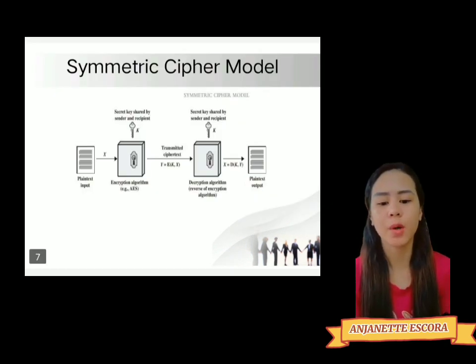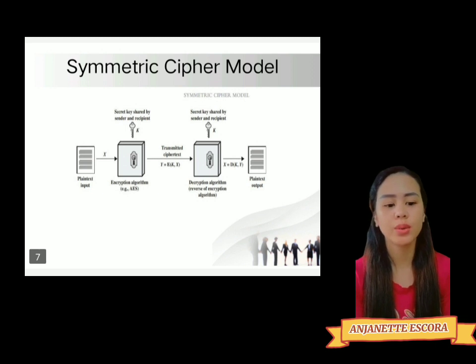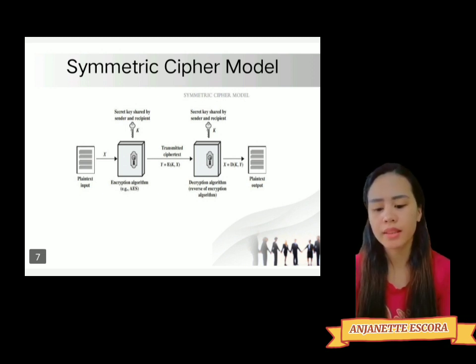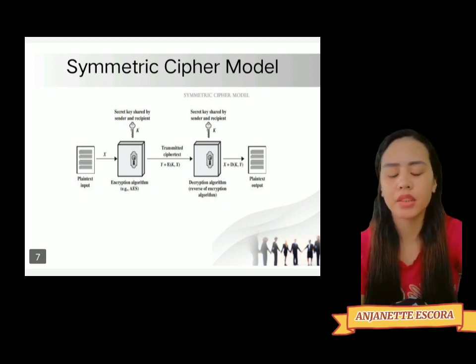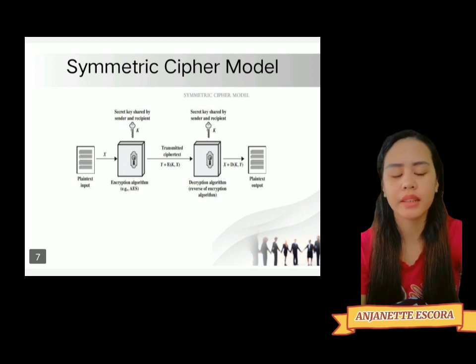Symmetric cipher model. A symmetric cipher is one that uses the same key for encryption and decryption. It works so that the intended recipient who possesses the key can decrypt the message, and the message is returned to its original and understandable form.